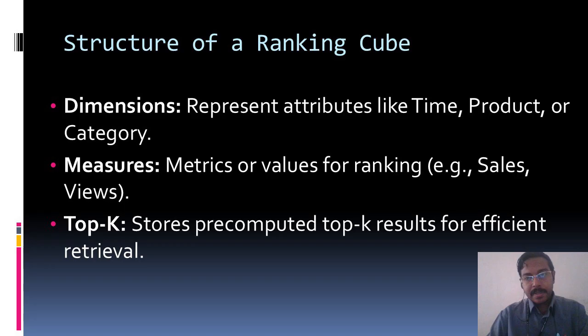The structure includes three main components: dimensions, measures, and the top-k results. Dimensions are attributes like time or product, measures are values like sales or views, and the top-k stores the pre-computed highest results, such as the top 10 best-selling items in each category.